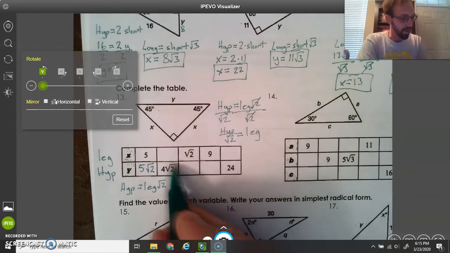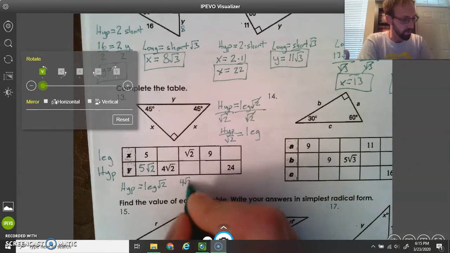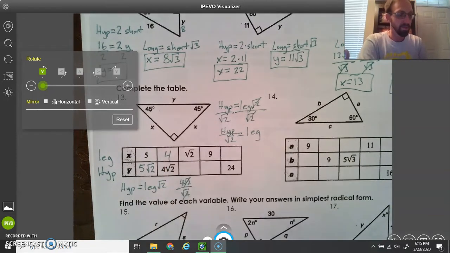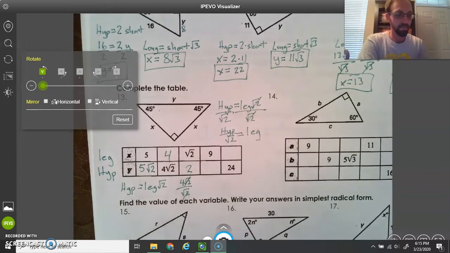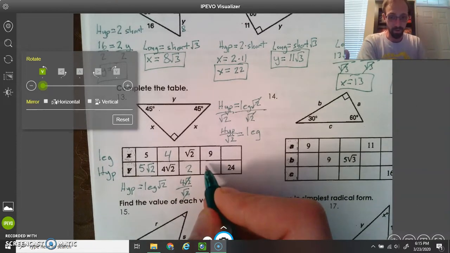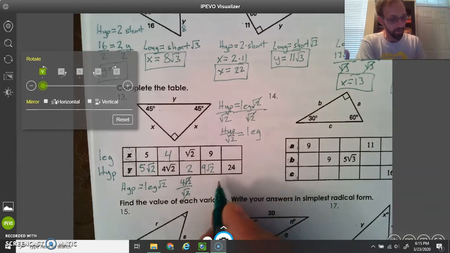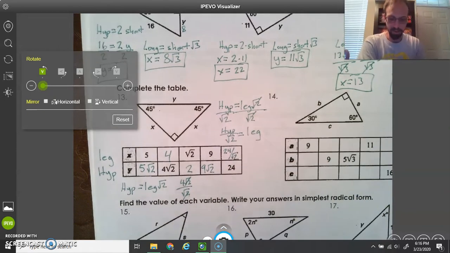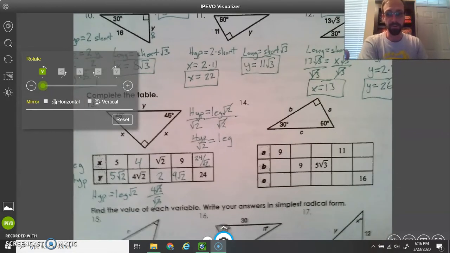So if I divide the hypotenuse, 4 square root of 2, by square root of 2, these cancel and you're left with 4. If you take square root of 2 times square root of 2, then you get 2. If you take 9 times square root of 2, you get 9 square root of 2. 24 divided by square root of 2 doesn't simplify in the way that you know yet, so it's just 24 over square root of 2. So that's with a 45, 45, 90 triangle.